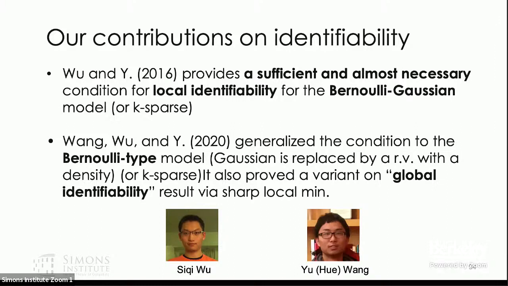And then we went for some version of global identifiability. It doesn't depend on global minimum. You can construct a counterexample where the reference distribution is not the global minimum, but it has a characterizing property called the sharp local minimum.